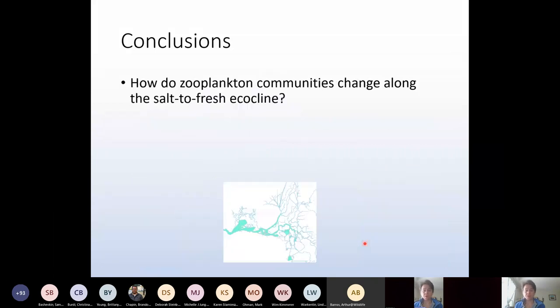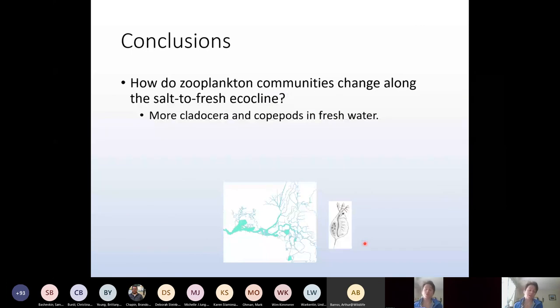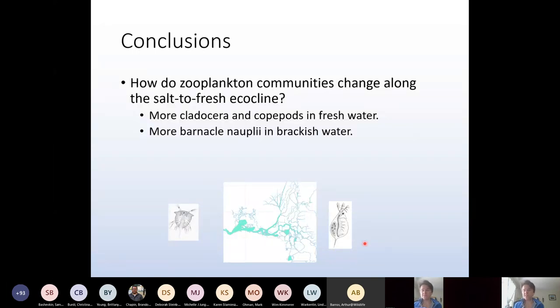Then our last question was, how do zooplankton communities change along the salt to fresh ecocline? We found definitely more cladocera and copepods in the freshwater, more barnacle nauplii in brackish water. Nothing super surprising there. We didn't really make any conclusions about abundance changes across the ecocline.